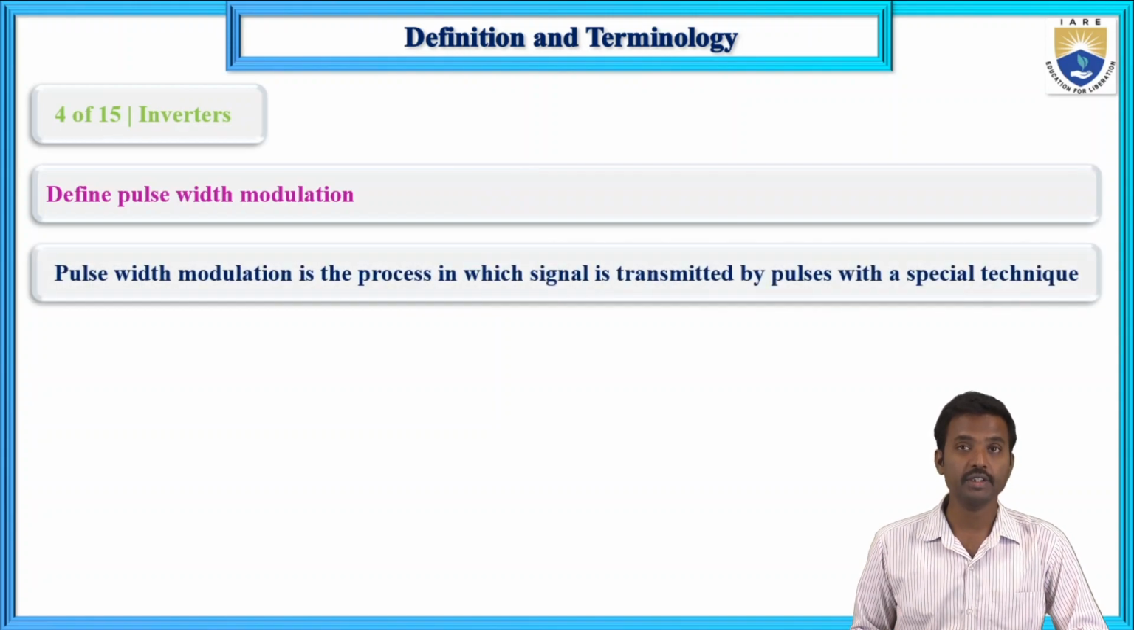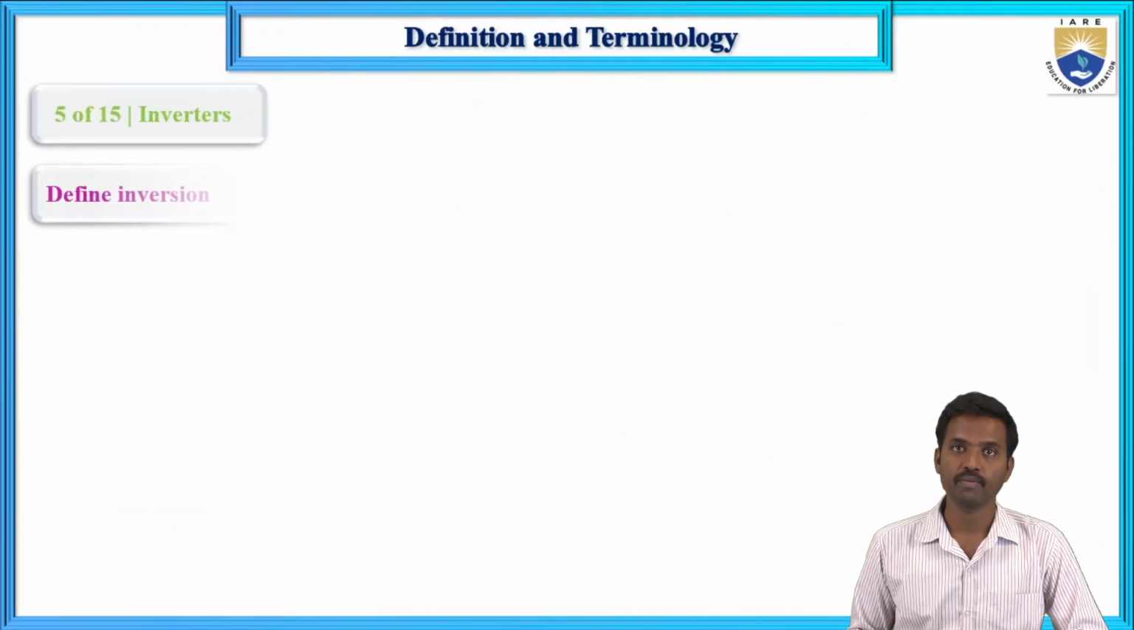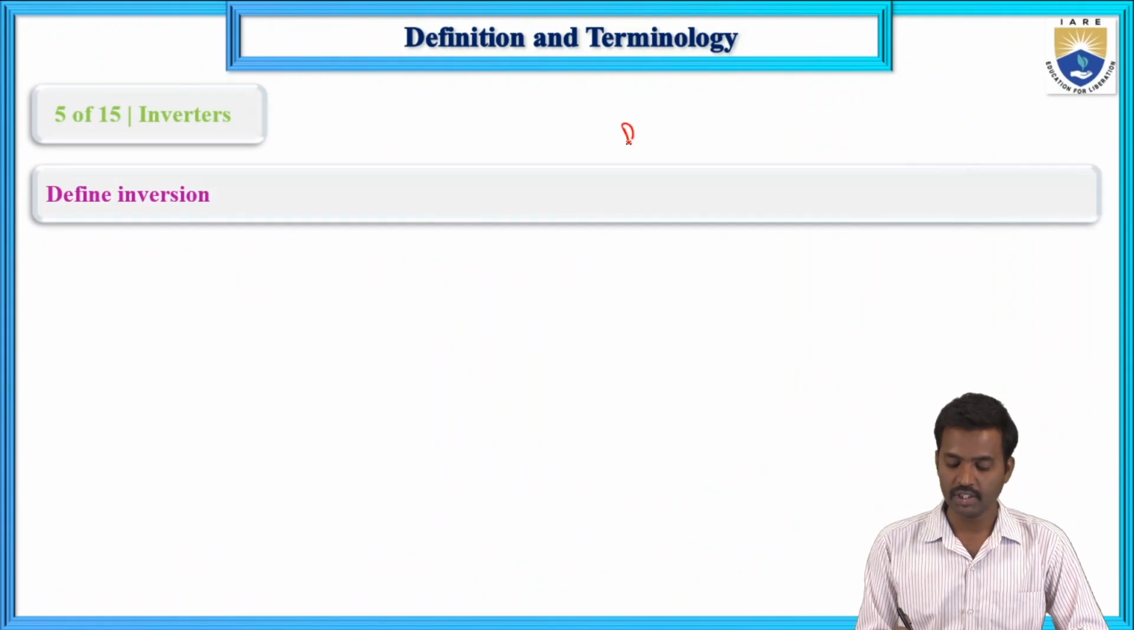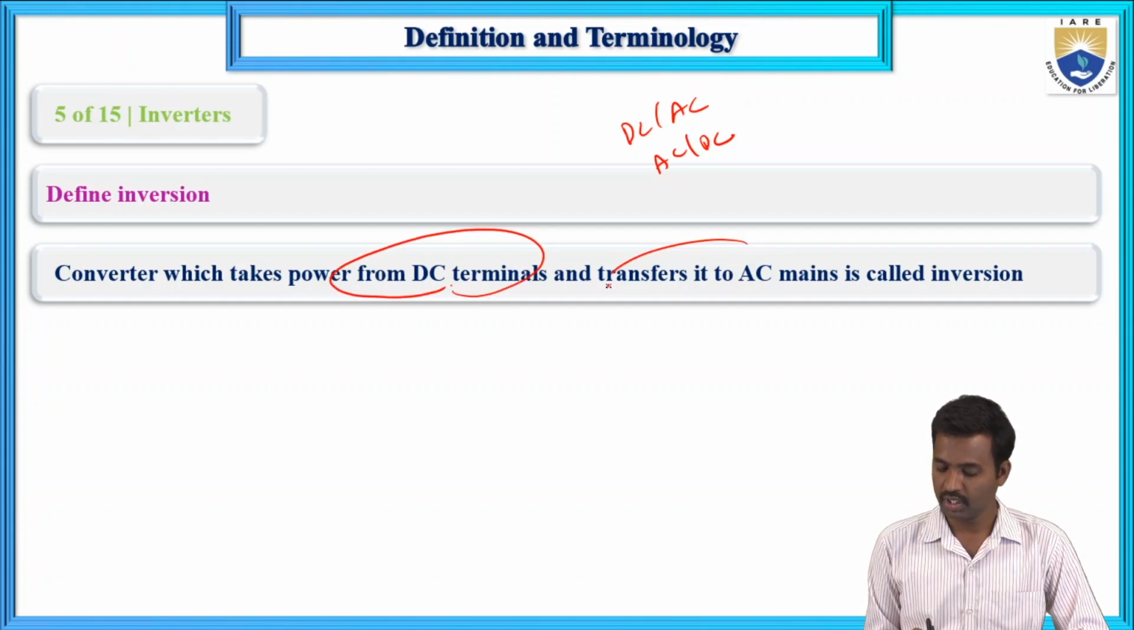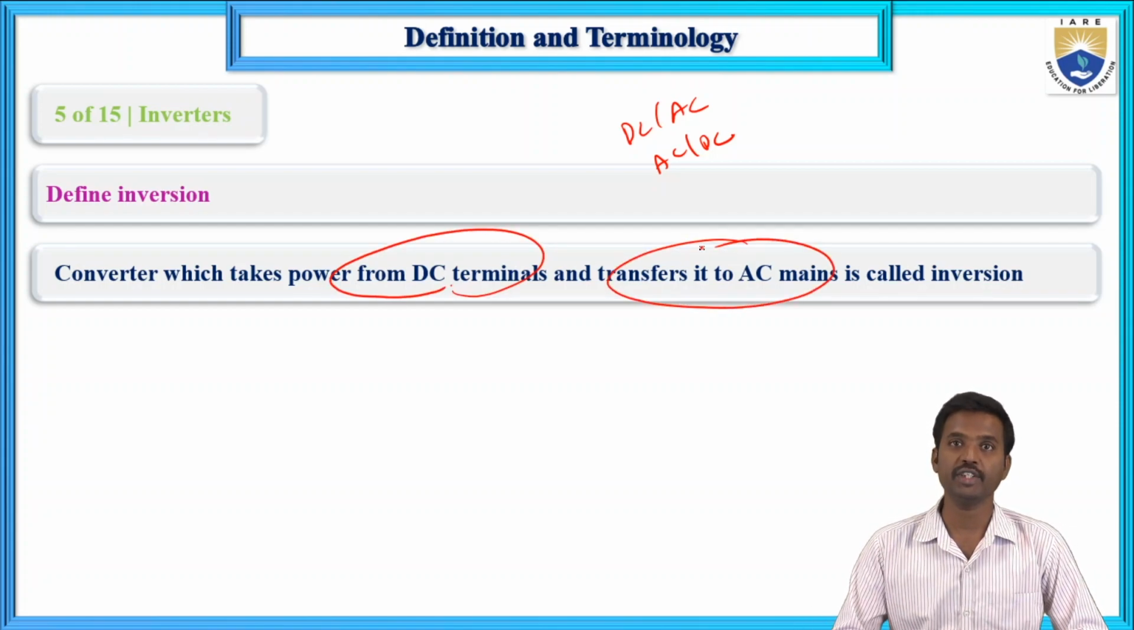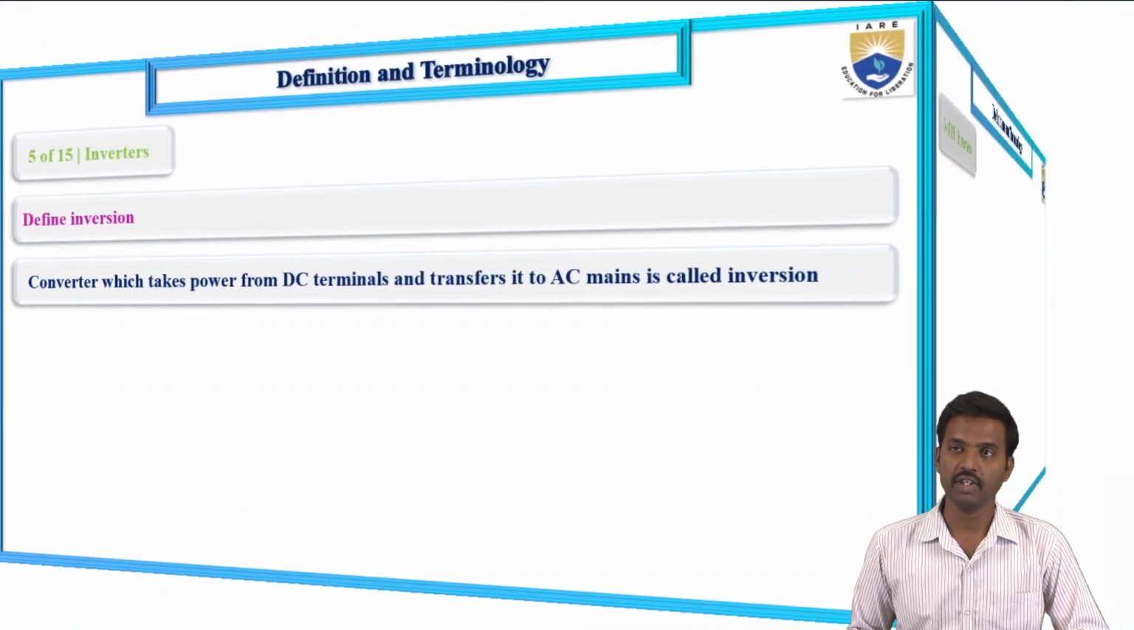Next, define pulse width modulation. Pulse width modulation is the process in which the signal is transmitted by pulses with a special technique, that is pulse width modulation. Inversion means DC to AC, which converts DC power to the AC terminals. Rectification means AC to DC. So that is rectification and inversion.